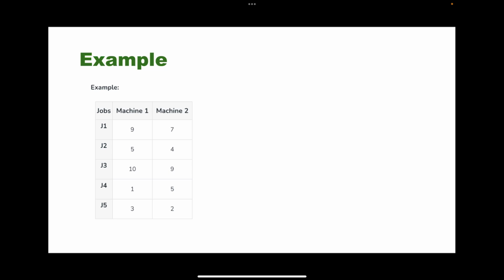So here we need to schedule the jobs. It is given that we have five different types of jobs: J1, J2, J3, J4, J5. Job 1 first passes through machine 1 and then to machine 2, and J2 also goes through machine 1 and then machine 2, and J3 goes to machine 1, machine 2. So all these jobs have the same sequence.